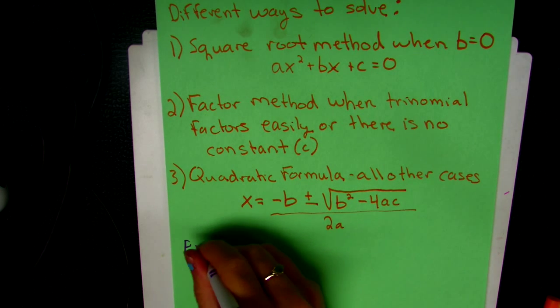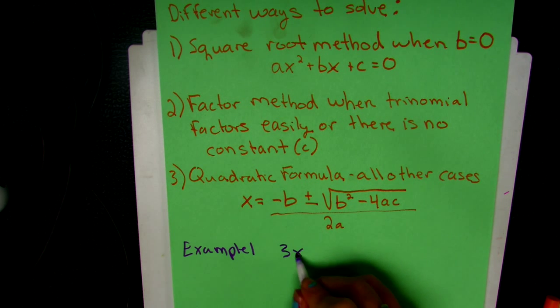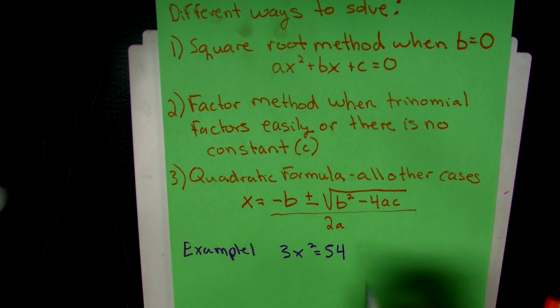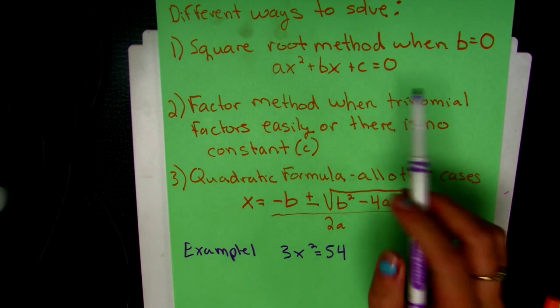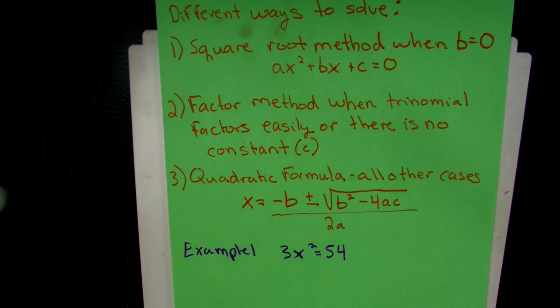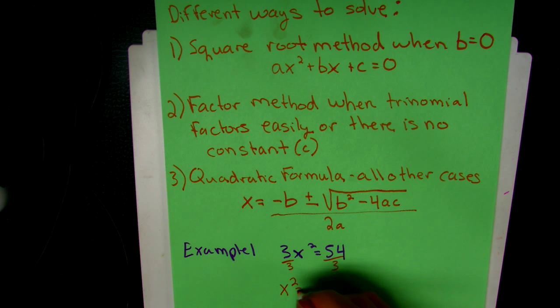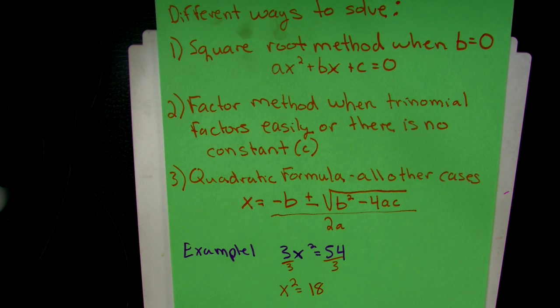So we'll start with example 1, which says solve 3x squared equals 54. So I noticed that there is no b value here, so I'm going to use the square root method. So I want to solve for x by getting everything to one side. So I'll divide both sides by 3 first. So I get x squared is equal to 54 divided by 3, which is 18. My last step is to square root both sides. So x is equal to the square root of 18.